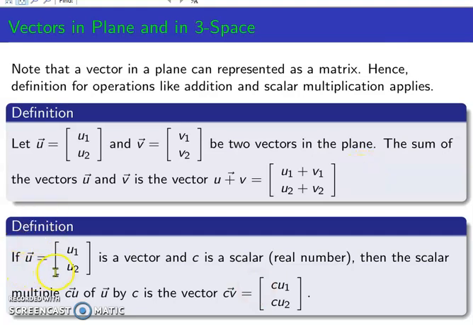So if u is a vector and c is a scalar, or a real number, then the scalar multiple, denoted by cu, of the vector u by c is the vector with x component cu1 and y component cu2.